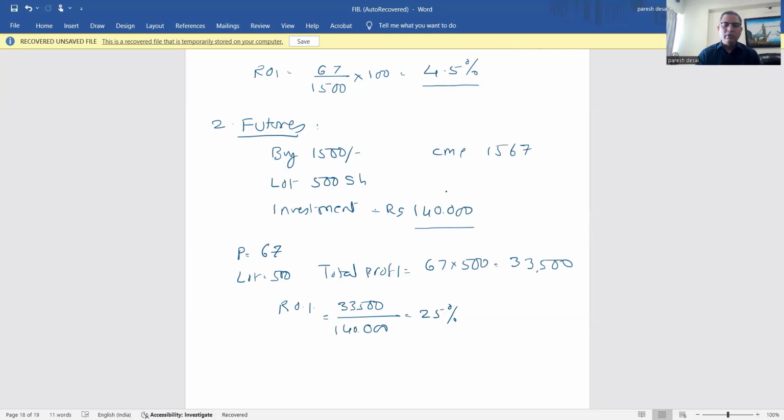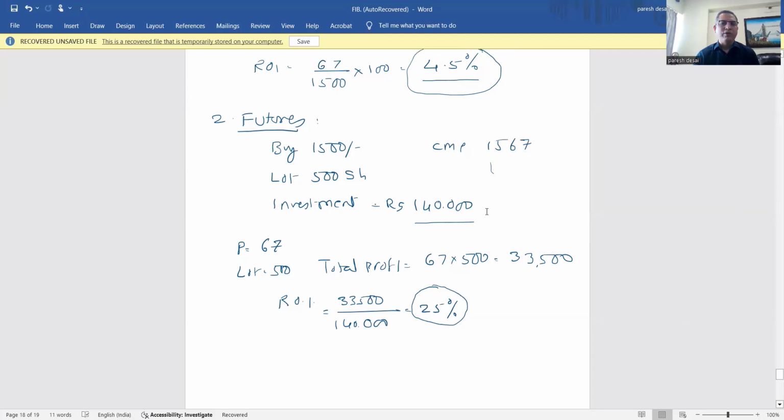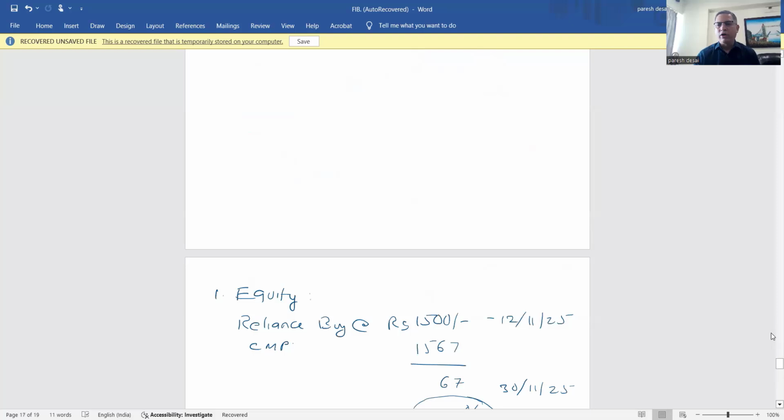Now compare the same thing with your ROI in equity. Your equity ROI was how much? 4.5%. What is your ROI on the futures? 25%. Yes, there is one catch over here: in futures, your minimum investment is going to be 1 lakh 40,000. In equity, you can buy one share also. But in futures, you have to buy a minimum of one lot, which is 500 quantity. So your investment amount will increase.